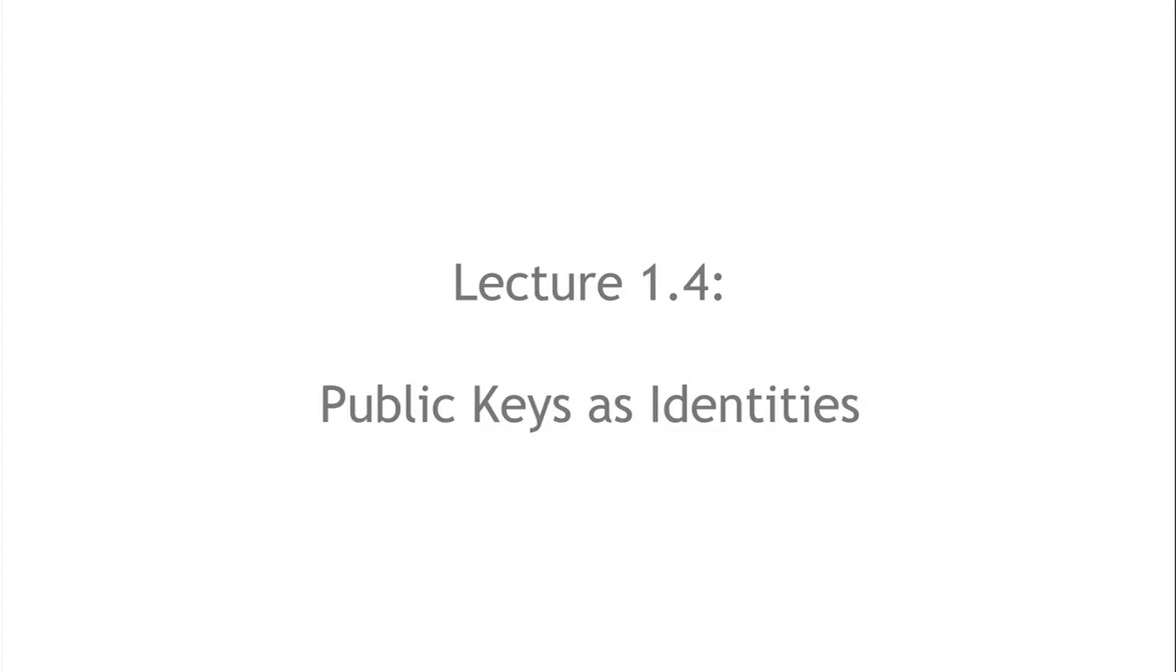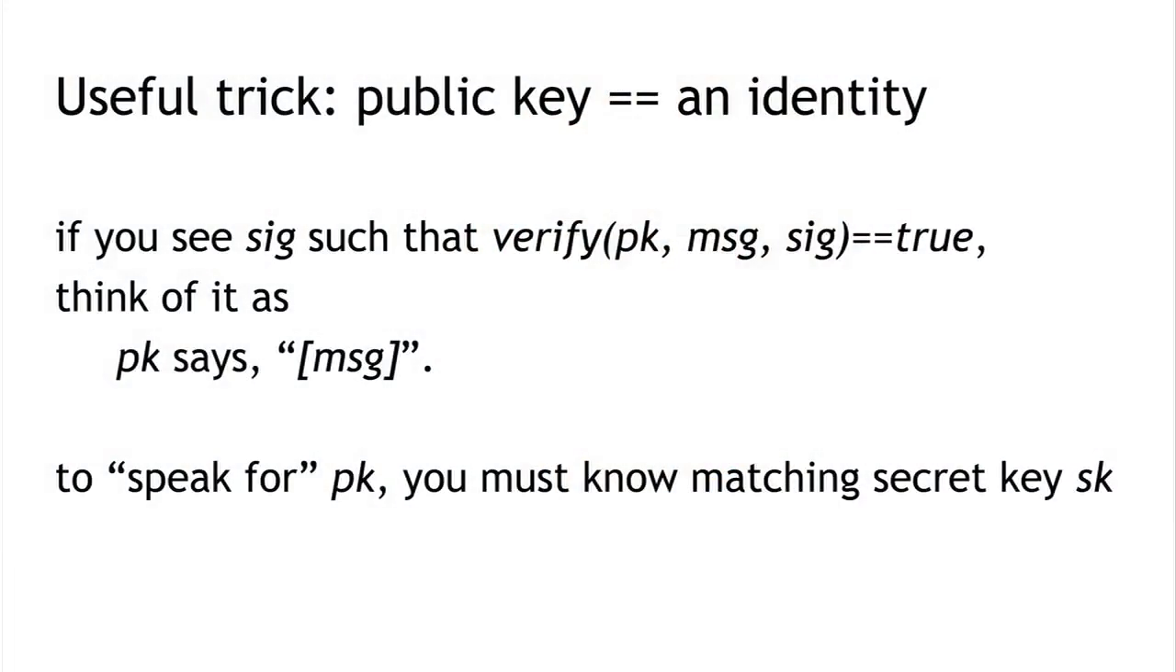In segment 1.4, we'll move on, having covered digital signatures, and talk about a nice trick that we can use that goes along with digital signatures. And the useful trick is this. The idea is to take a public key, one of those public verification keys from a digital signature scheme, and equate that to an identity. That is, an identity of a person or an actor in a system.